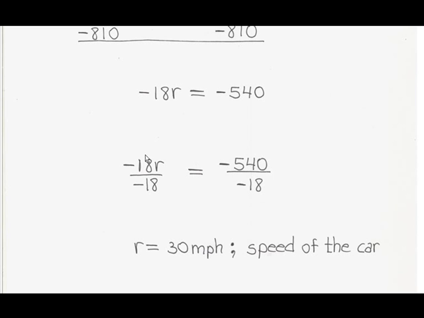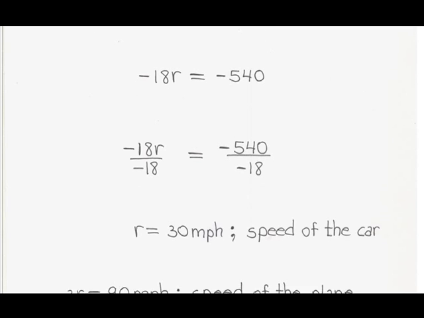And we see here on the left side that the negative 18s divide into one another. The negatives cancel. The 18s divide into one another once. On the right side, we have a negative divided by negative. The negatives cancel one another. And 540 divided by 18 is 30. So here r is equal to 30 miles per hour, and that's the speed of the car. So the car is traveling at a rate of 30 miles per hour.